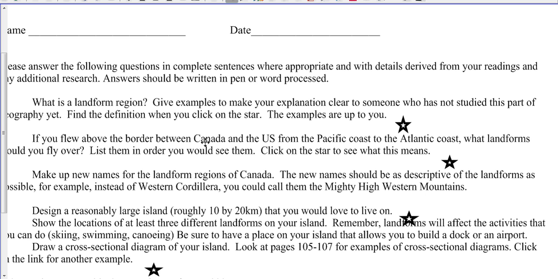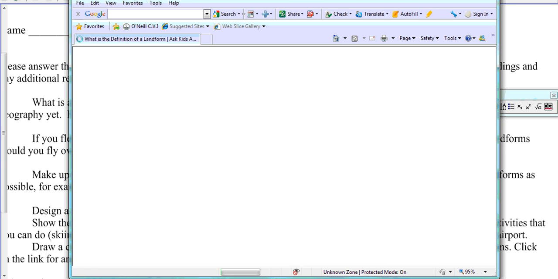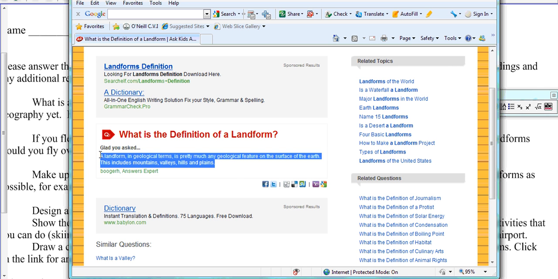Find a good definition, and a good definition would be on the star here, hyperlinked. What is the definition of a landform? A landform is, in geological terms, pretty much any geological feature on the surface of the earth. It includes mountains, valleys, hills, and plains. So what you need to do is give some examples.